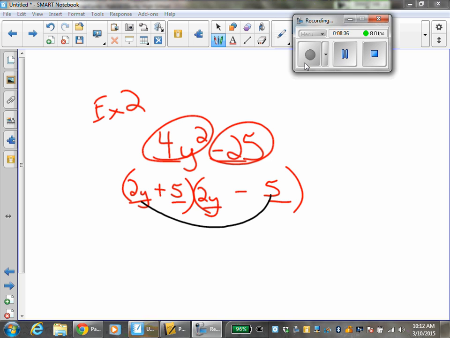What does the outer give me? Be more specific. Negative 10y. What does the inner give me? Positive 10y. And when you put them together, they cancel. Does that make sense? Are we following along? Do we think these are fairly easy? Yes? Okay.